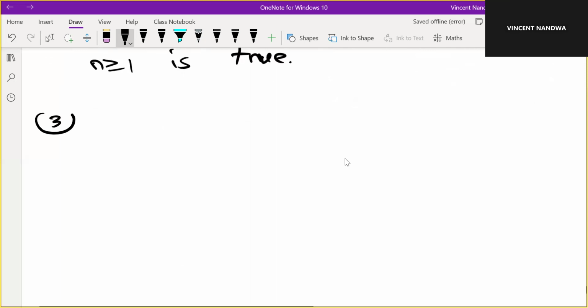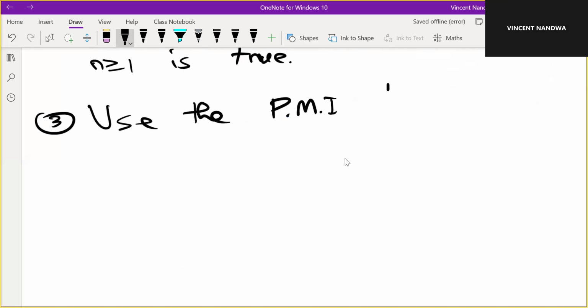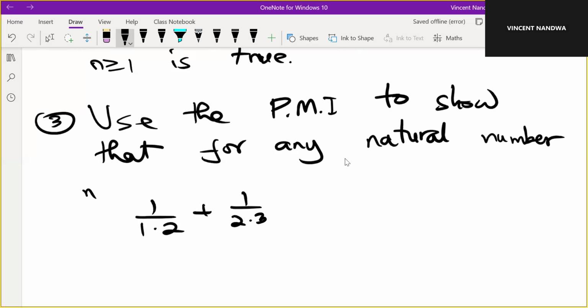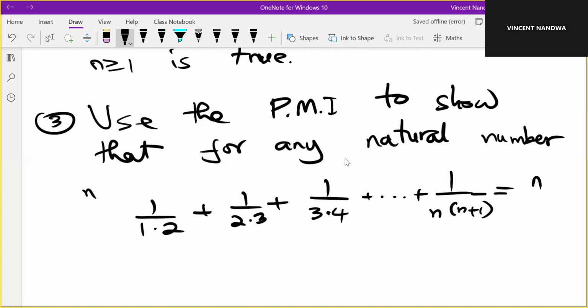So, question 3: use principle of mathematical induction to show that for any natural number, I hope you know that the term natural number is the same as positive integers. For any natural number n, we have 1 over 1 times 2 plus 1 over 2 times 3 plus 1 over 3 times 4. Dot here means product, okay? Plus up to 1 over n into n plus 1 is equal to n over n plus 1.